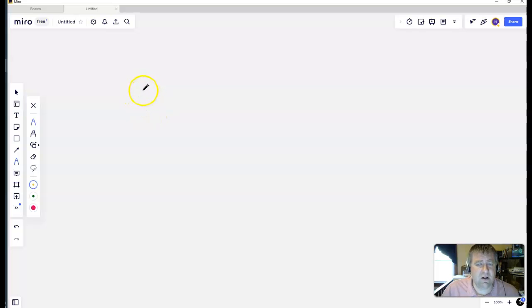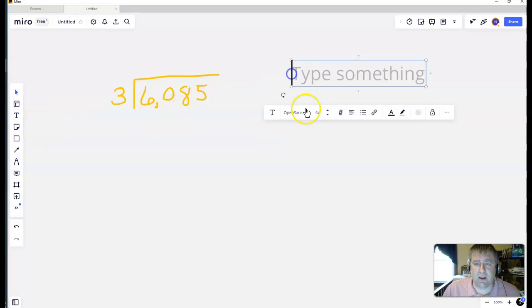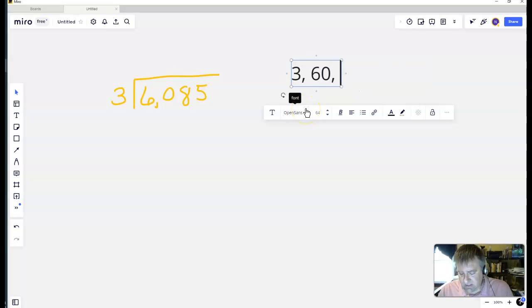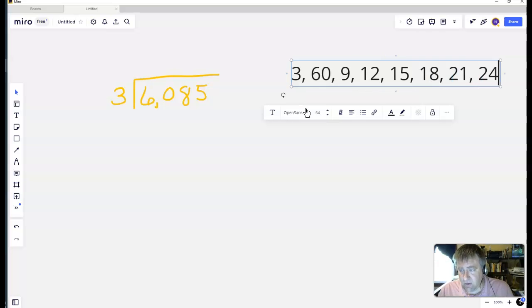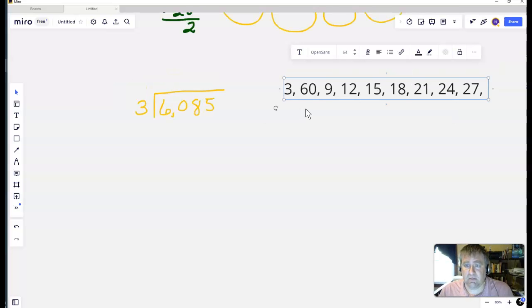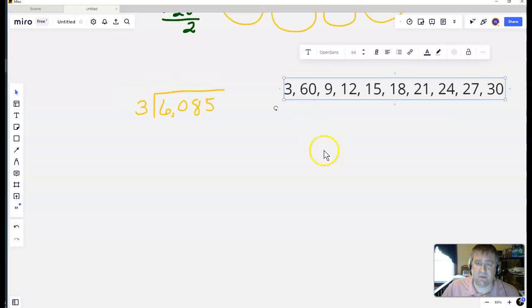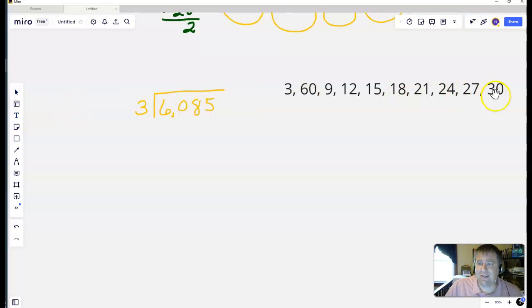Let's consider 6,085 divided by 3. Again, I'm going to think about what my multiples of 3 are. I'm going to list those over here: 3, 6, 9, 12, 15, 18, 21, 24, 27, and 30. That's my first 10 multiples. Now, here's the thing. I should never need this 30. I'm not going to go into why, but I should never need that.